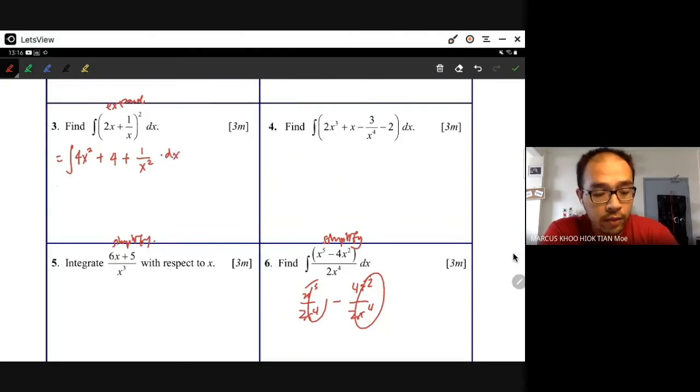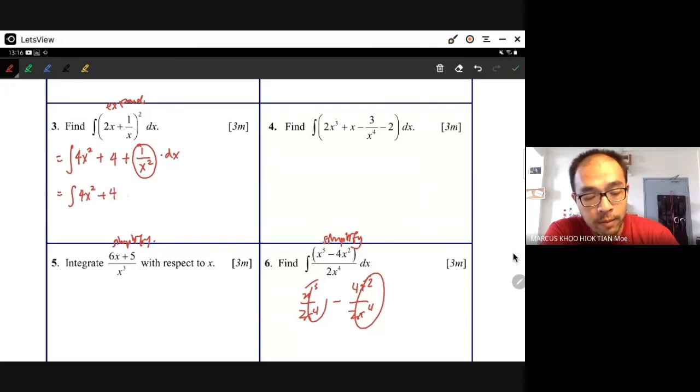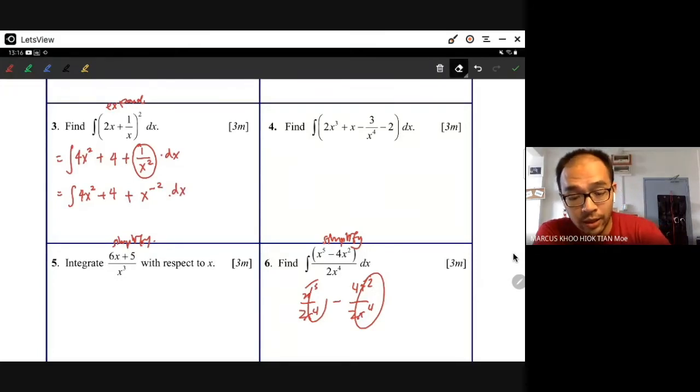Okay, so after that, when you integrate, okay, before you integrate this one, kita kasih naik dahulu lah. Okay, so we get integration of 4x squared plus 4 plus x to the power of minus 2 dx. This will help us to integrate a lot easier lah. Okay, since we don't have to deal with this one. So when we integrate this, kita akan dapat 4x cubed over 3, okay, plus 4x.